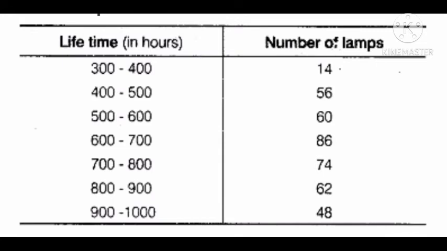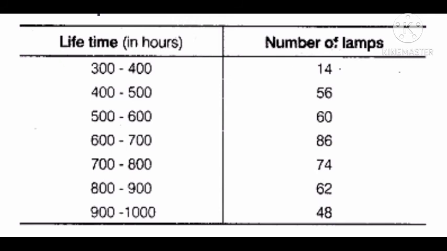Listen, this table is the data of the lifetime of a lamp. Lifetime is given in hours and the number of lamps, that is the frequency. You have to concentrate on the class intervals. Class intervals means the first column. In the first column, lifetime is in the form of classes.